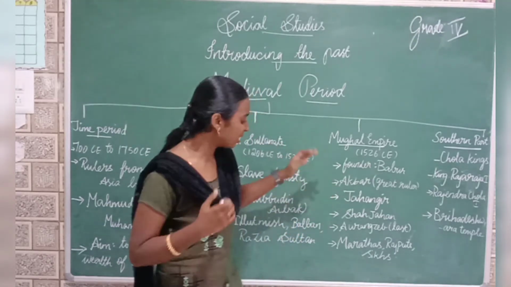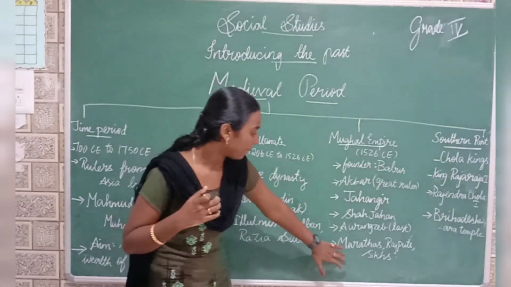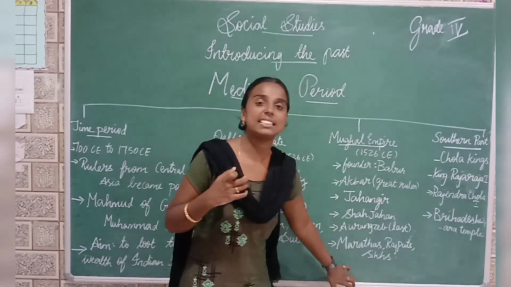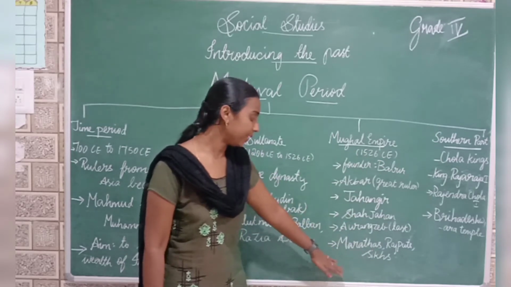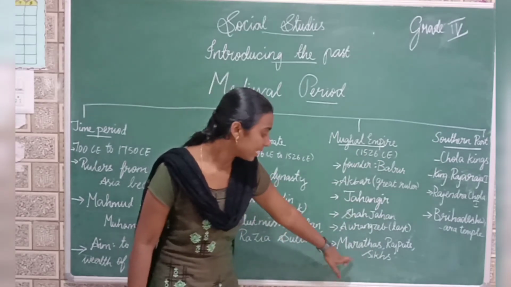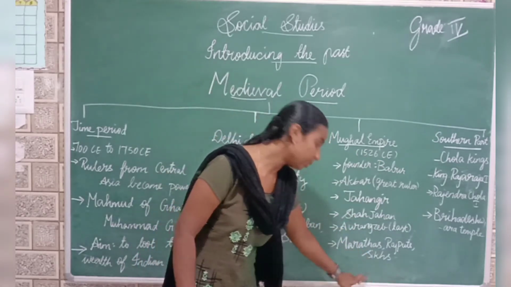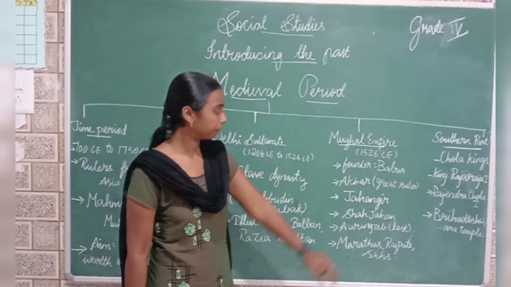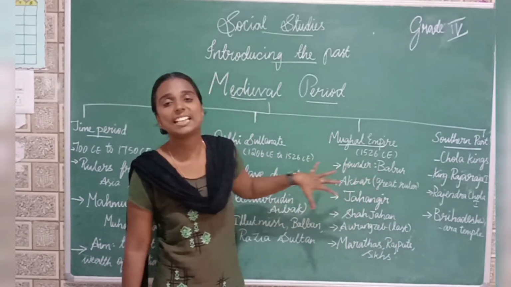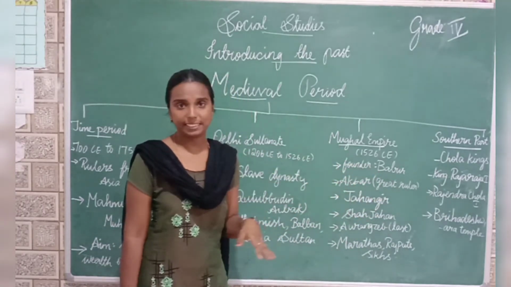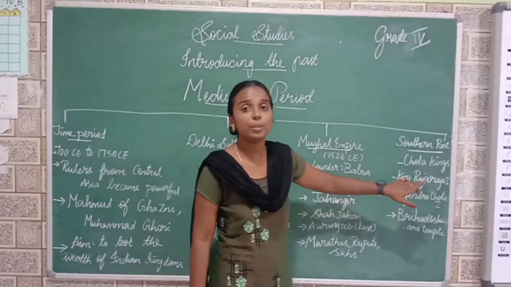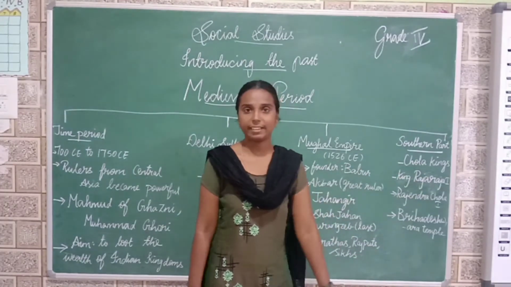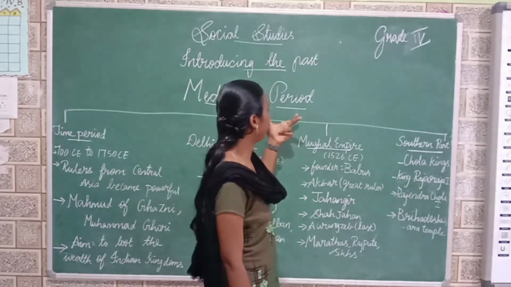So next to Mughals, the Marathas, Rajputs, and Sikhs became powerful. After this Mughal Empire, who became the powerful rulers? Marathas, Rajputs, and Sikhs. And these are the things that happened in the northern part of India. And at the same time in the southern part of India, who was ruling? Chola kings were ruling. So during this medieval period.